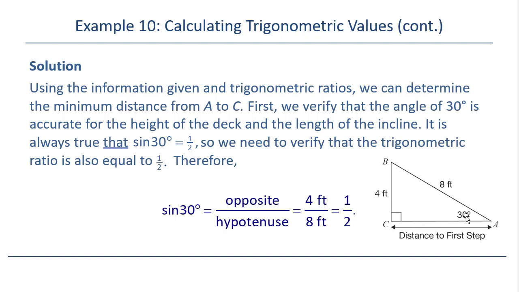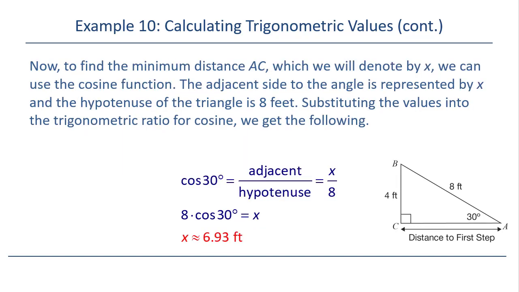So we could either do cosine and have adjacent over hypotenuse, or we could do tangent, because tangent gives us opposite over adjacent. We just use either one because it will help us solve for the missing piece. Let's go ahead and use cosine. Cosine of 30 is adjacent over hypotenuse, which is the x that we're looking for, over the 8. Multiply both sides by 8, so we can solve for x. Plug this into our scientific calculators, and we get that x equals 6.93 feet.